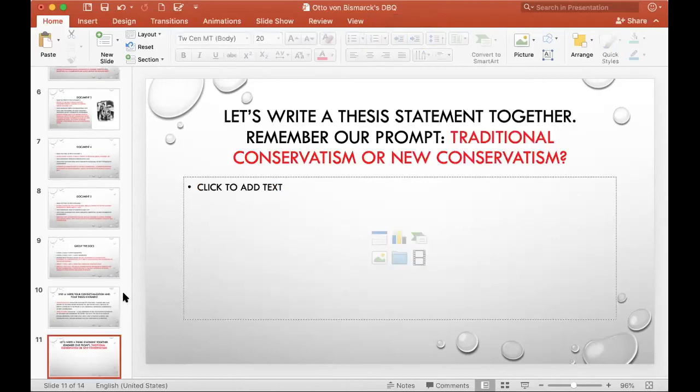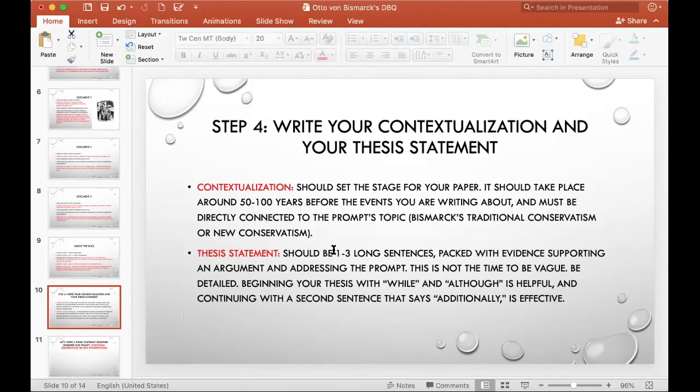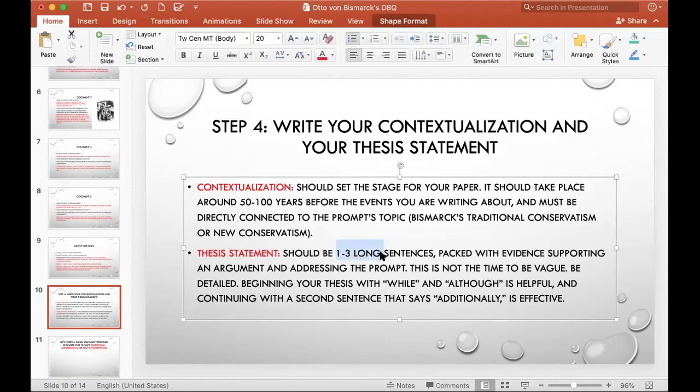And then you're going to write a thesis statement. Your thesis statement should be 2 or 3 long sentences, packed with evidence supporting an argument and addressing the prompt. Please be super detailed in your thesis statement. Having it 2 sentences long with the first sentence beginning with "while" or "although" is good. It's also awesome to add a second sentence that says "additionally," this, and this, and this, new conservatism as well. You want to pack as much evidence as possible in your thesis statement.